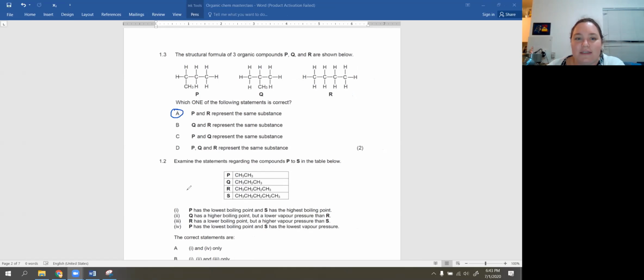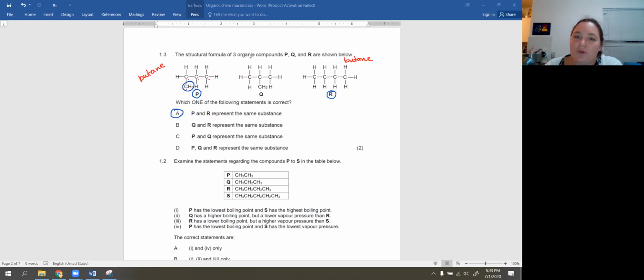So my answer here is A. I see P and R as being the same thing. Because the methyl group is on carbon number one, this actually makes it have a longest carbon chain of 1, 2, 3, 4 carbons. So this would be described as being butane. And this would also be described as being butane. So both P and R are butane.